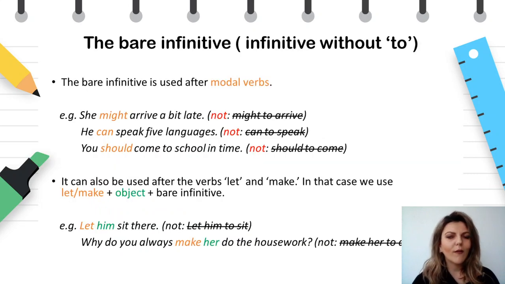We go on with the bare infinitive, or the infinitive without to. There are different cases when the bare infinitive can be used in English, but we are going to mention only two of them in this lesson. The first case when a bare infinitive is used is after the modal verbs: may, might, can, could, must, mustn't, should, shouldn't, have to, don't have to. Whenever you want to use the modal verbs, the verb that comes after them in English is always in bare infinitive. Let's see the examples.